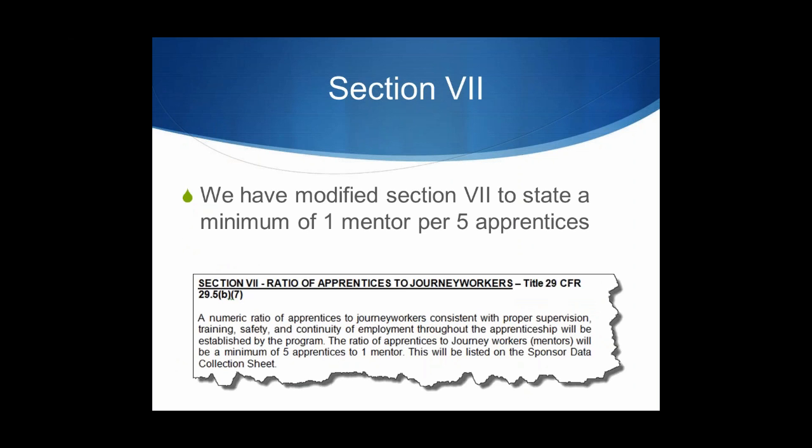Section 7 of the document, we've modified Section 7 to say that there is a minimum of 1 mentor per 5 apprentices. The 1 mentor for 5 apprentices means you have to have someone in the shop that is mentoring these people. The Department of Labor actually uses the language journey workers, and I have converted it in our case to mentors, because there may be other people besides journey workers that are helping these people understand how to do things. And I don't really want to commit myself to saying that everything has to be done through a journey worker in some cases. So again, that's up to you.